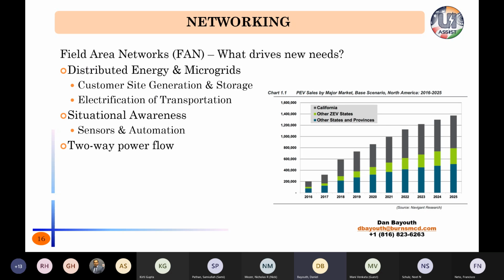So as we see electric vehicle charging putting big demands, and then solar installations adding the two-way power flow, as well as energy storage for large batteries, things have changed, and the utility today needs more visibility and eventually control of what is going on in the distribution system. So this is a big driver for changes in the field area network. So let's go to the next one.